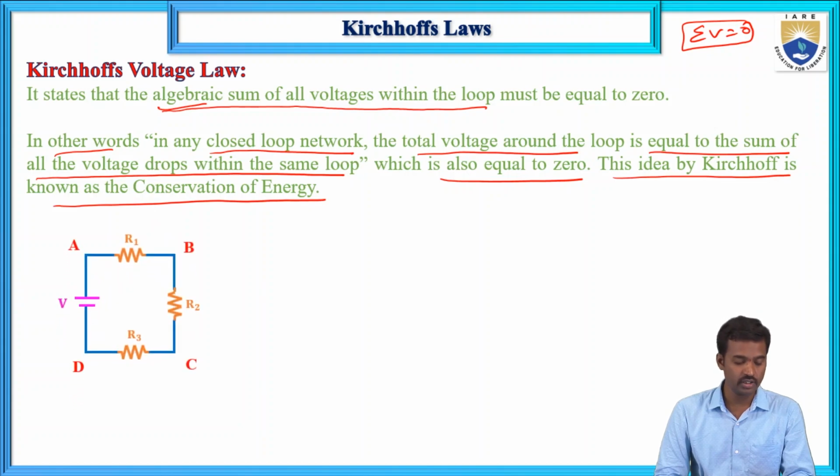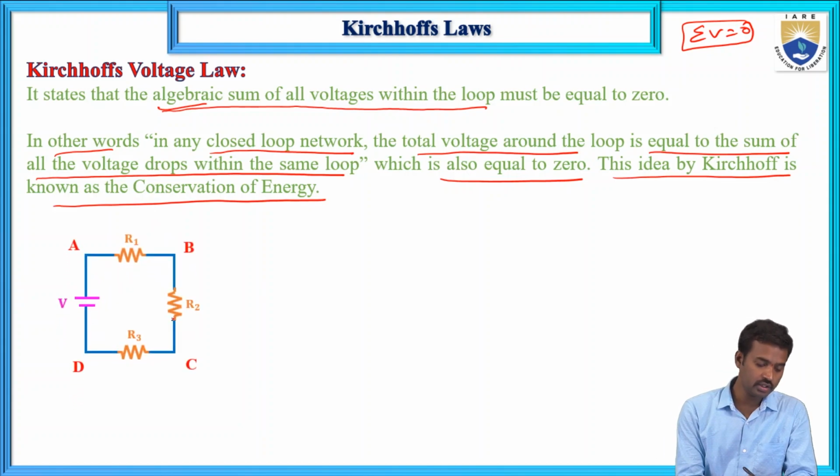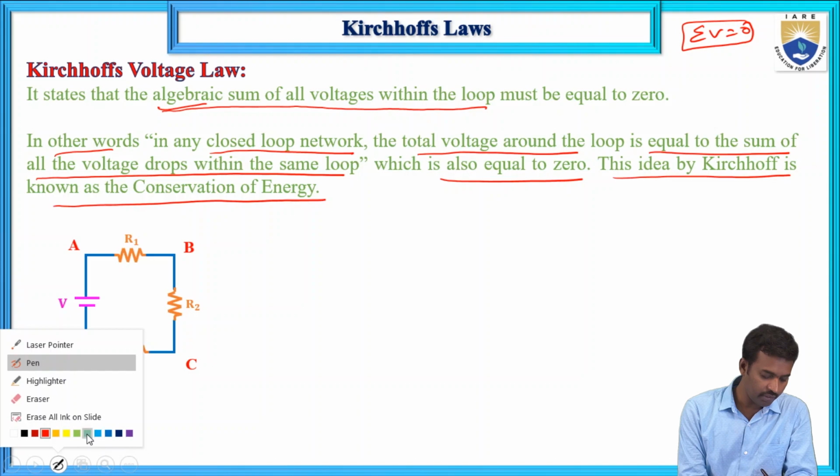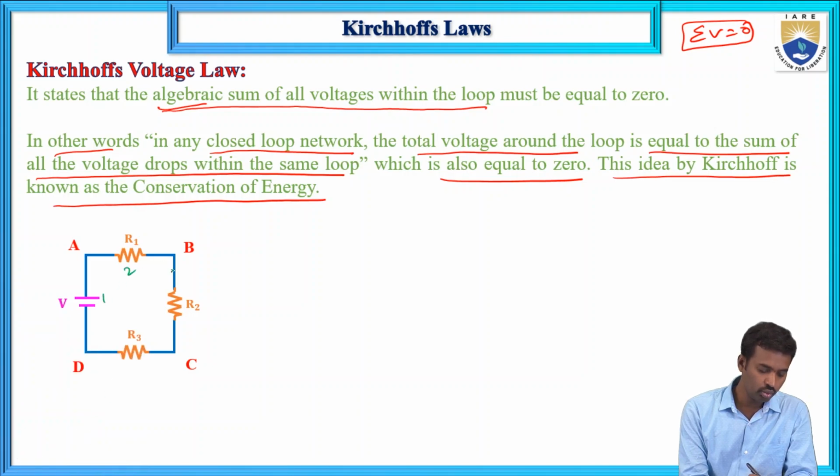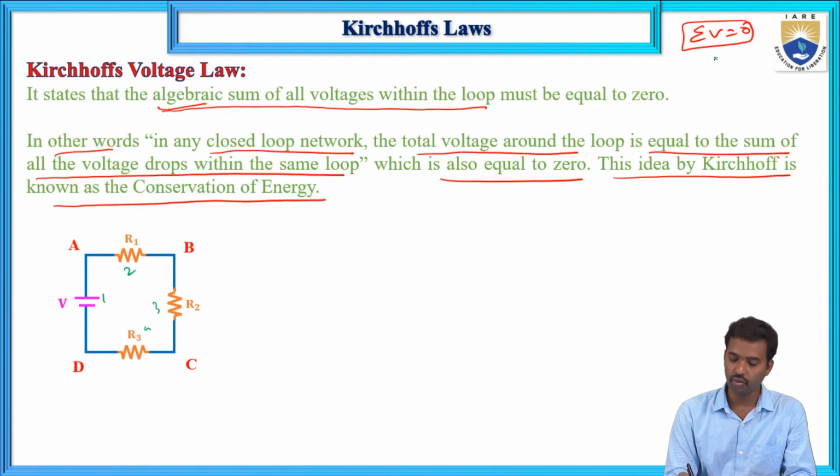So now here this is one circuit. In this circuit, how many elements are there? The total number of elements is 1, 2, 3 and 4. 4 elements means here K equals 1 to 4, so N equals 4. Now N is the total number of elements in the loop.